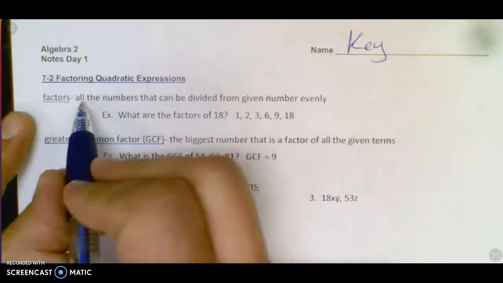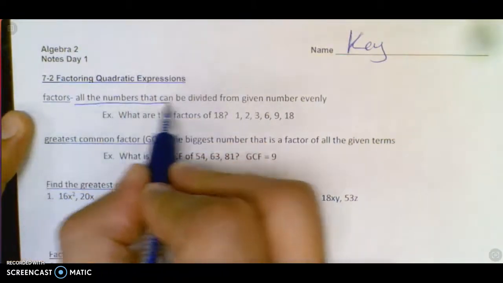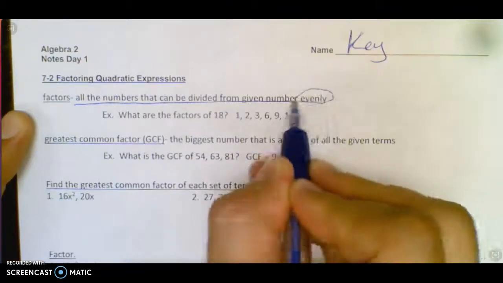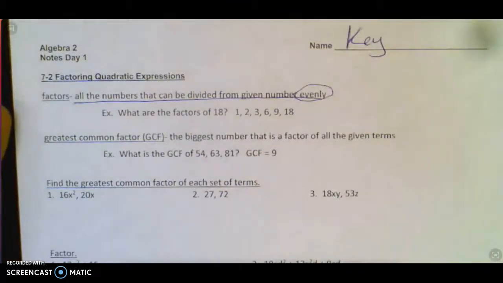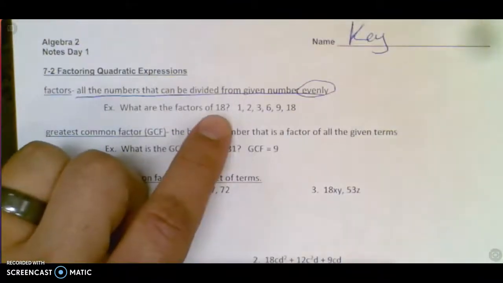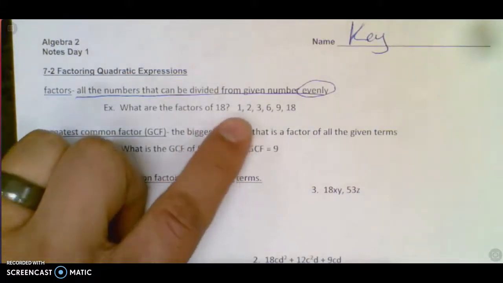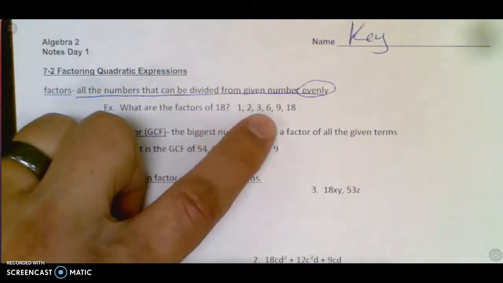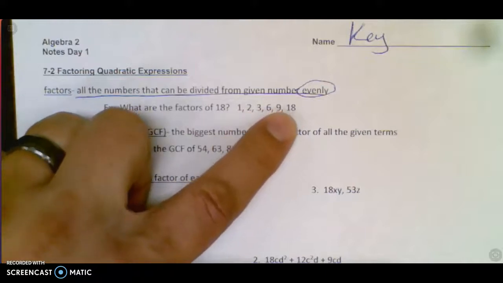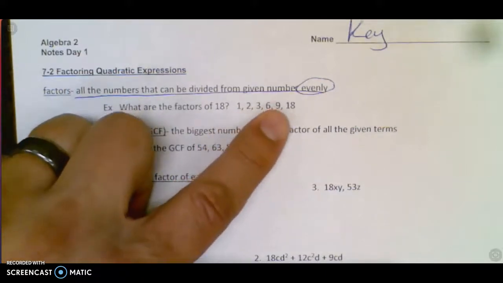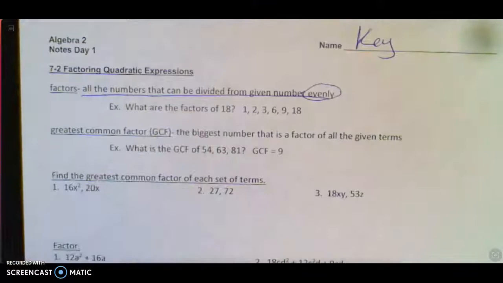So factors are all the numbers that can be divided evenly, with no remainder. They go in nicely. So if I asked you what are the factors of 18, you'd say, okay, 1 divides in nicely, 2 divides in nicely, 3, 6, 9, 18. There are no other numbers that divide nicely into 18 that are whole numbers.